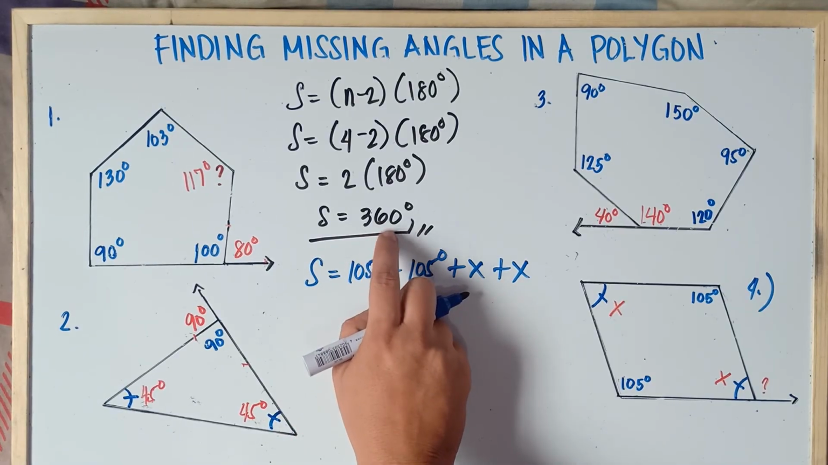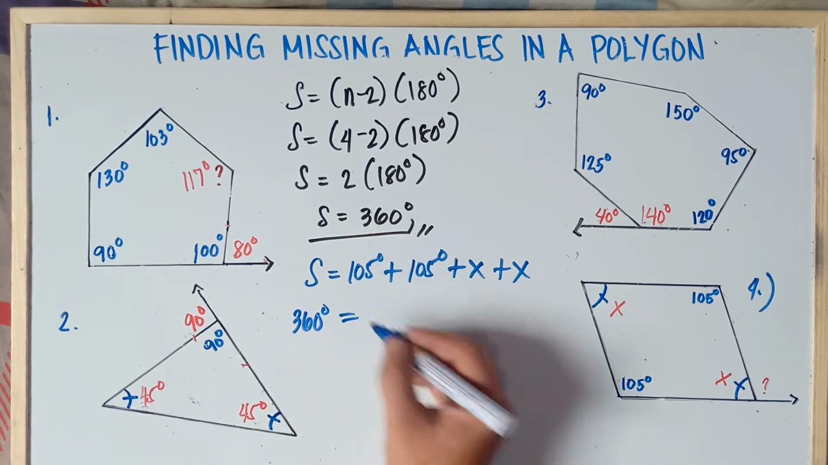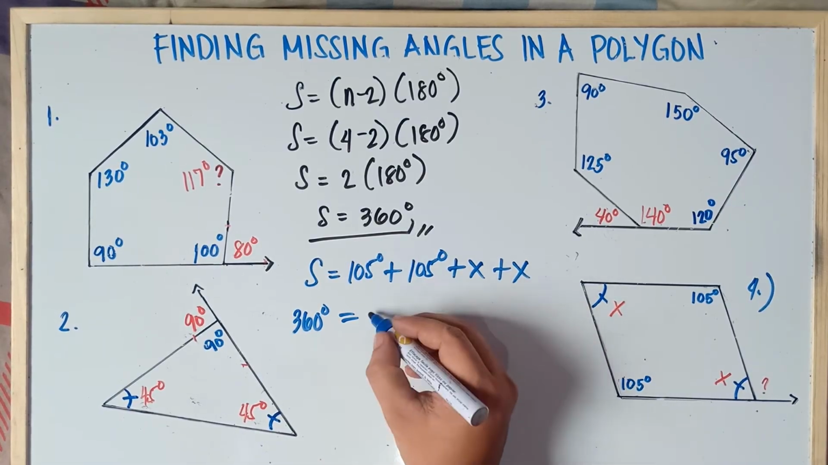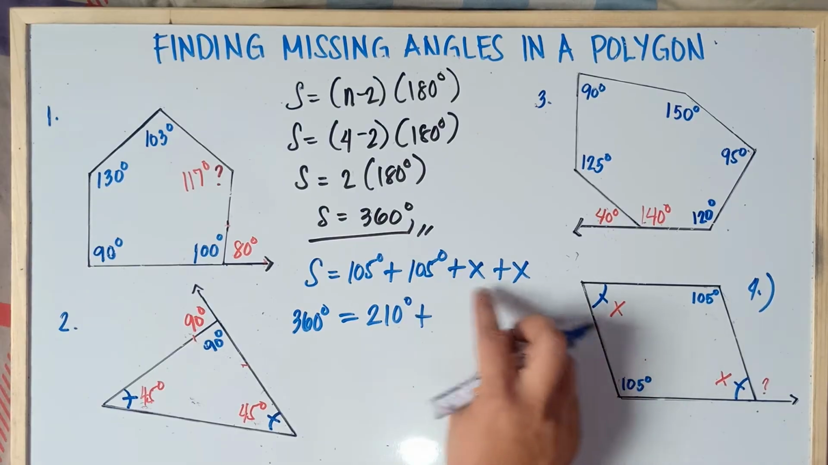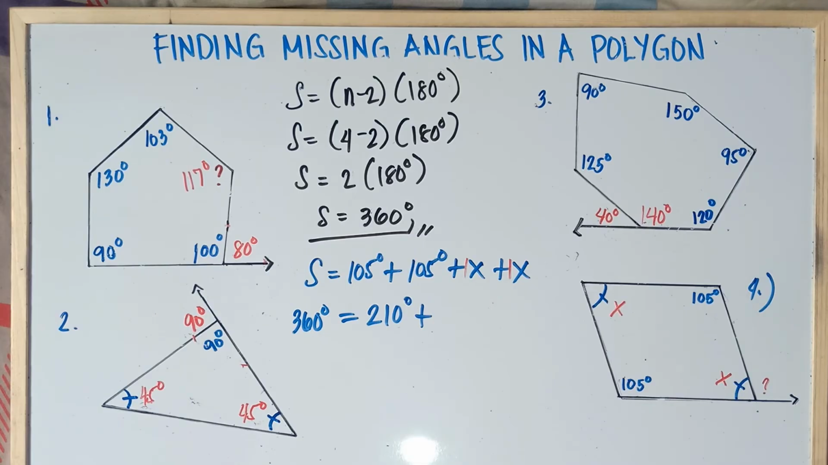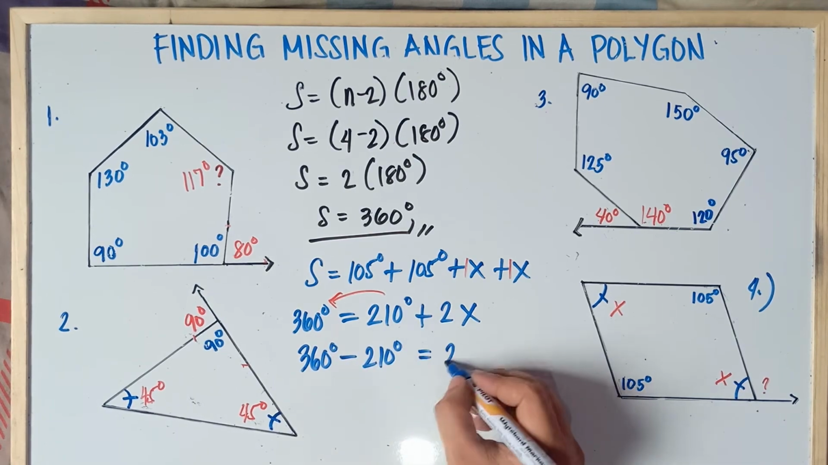Let's plug in the value of the sum, 360 degrees. So 360 degrees equals, add this up, 105 plus 105, of course, that would be 210 degrees, plus x. Once again, there's 1 x here and 1 x here. Add the numbers, 1 plus 1 is 2, then simply copy x, 2x. To get the value of x, we transpose 210 from right to left. So 360 degrees minus 210 degrees equals 2x.